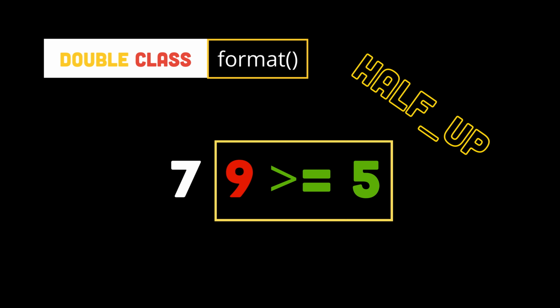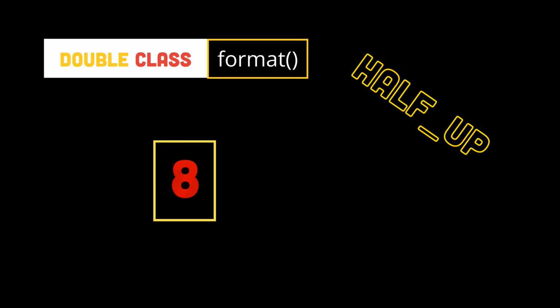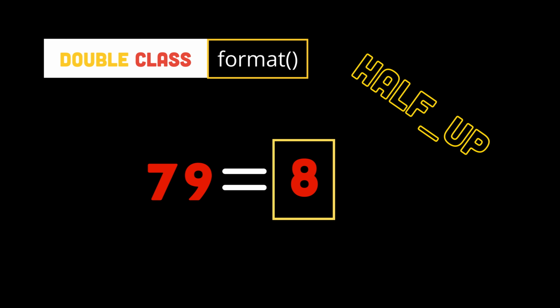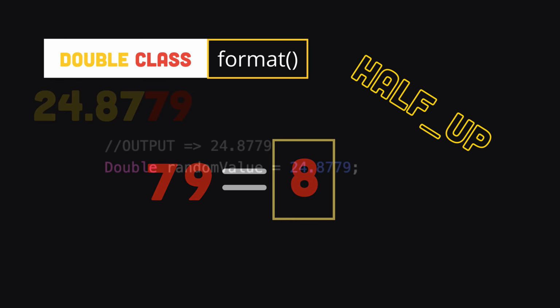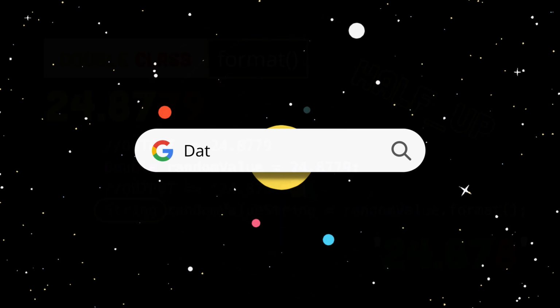9 passes the evaluation of greater than or equal to 5, which means the value on the left, that is 7, gets incremented by 1 and becomes 8. Therefore, 7, 9 becomes 8 in the final outcome. Here in our code, we use the format method on the random value and get the formatted string as the final result.